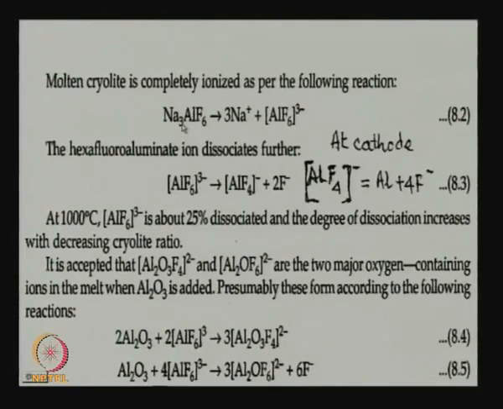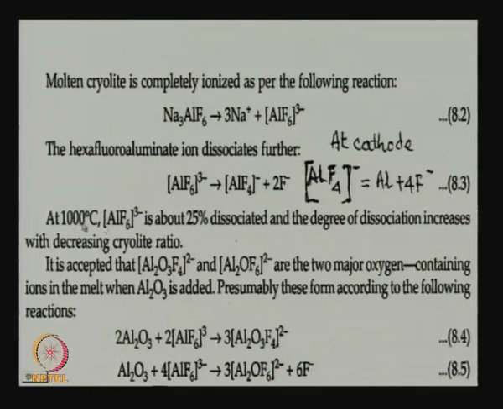Unfortunately, it is not something that stays unchanged. It also decomposes. Firstly, it decomposes to give sodium and AlF6 3- ions. Then the hexafluoroaluminate dissociates further, and now it is generating fluorine. This F- can go to the anode and decompose to produce fluorine gas. It produces this ion. When you have produced this ion, it can also dissociate and produce aluminum at the cathode.